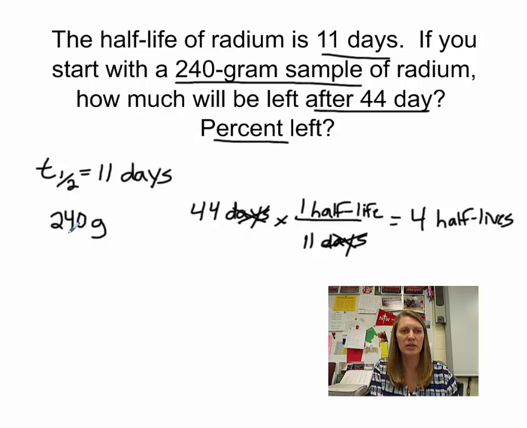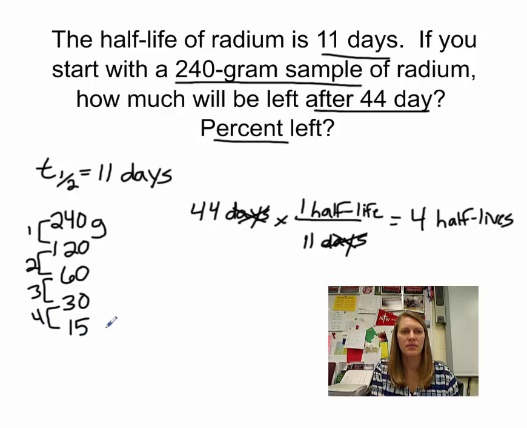If I start with 240, half of 240 is 120. That's going to be 1 half-life. A second half-life, half of 120 is 60. That's 2 half-lives. Third half-life, half of 60 is 30. Then my fourth one is 15 grams. So how much will be left after 44 days? That'll be 15 grams.